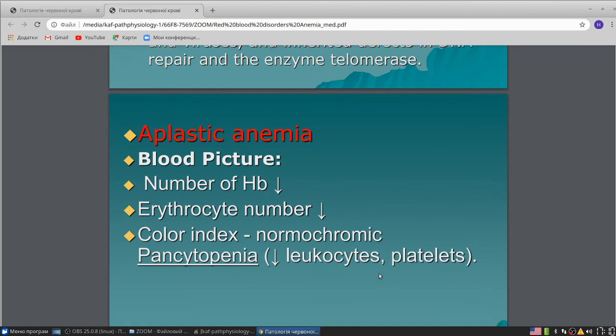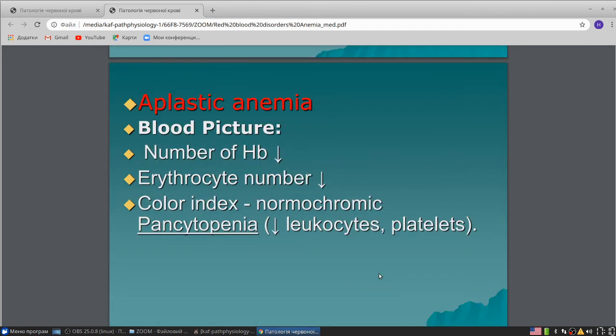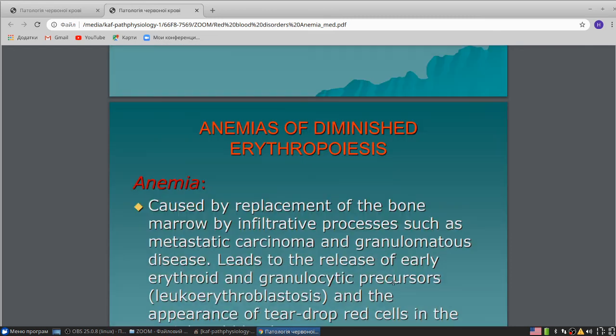In aplastic anemia, in blood we will have a decreased total amount of hemoglobin and erythrocytes. Color index will also decrease, and there will be hypochromia, or normochromia, which is also sometimes present in aplastic anemia. But in the blood formula there will be pancytopenia. So erythropenia will combine with leukopenia and thrombopenia.